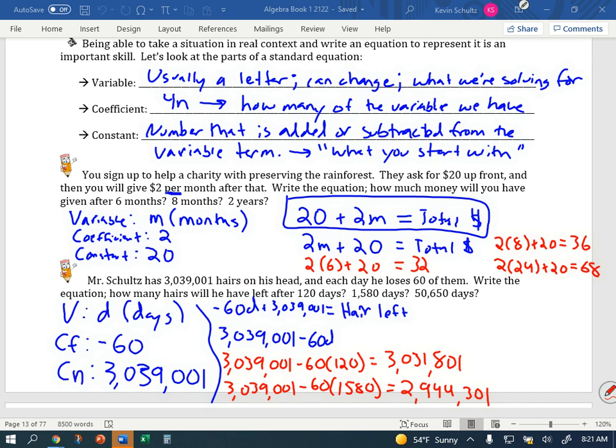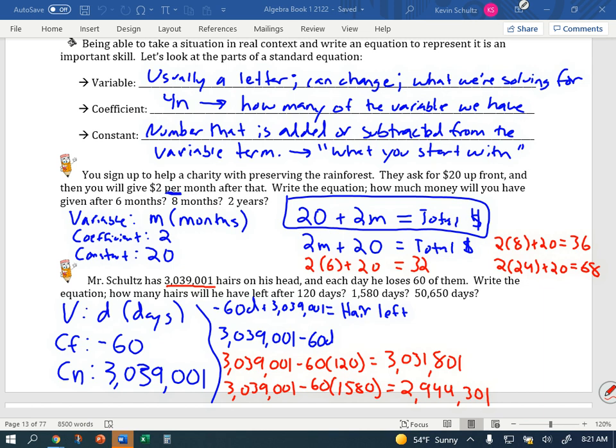Damien, I'm confused on the coefficient and the constant. The difference between them? Yeah. So the constant is always what you have to start with. It says I've got 3,039,001 hairs currently. That's what I'm starting with, right?